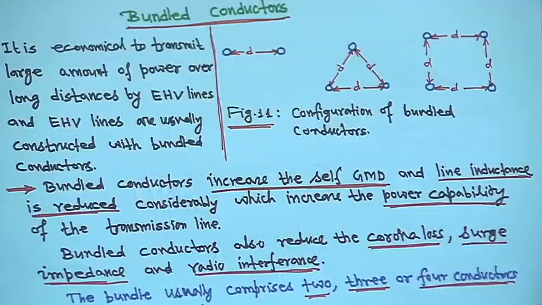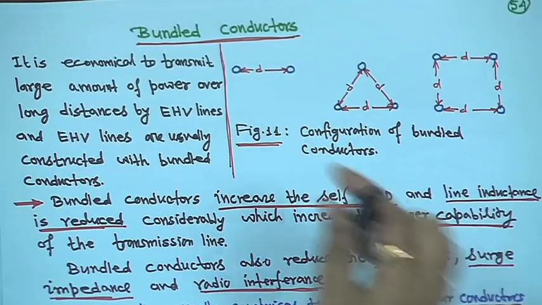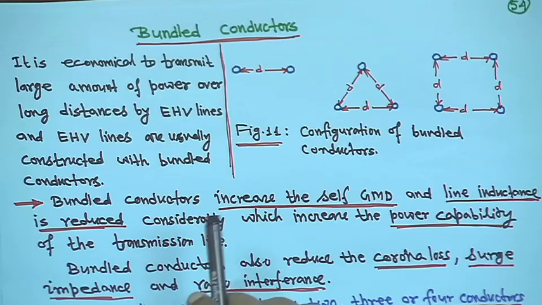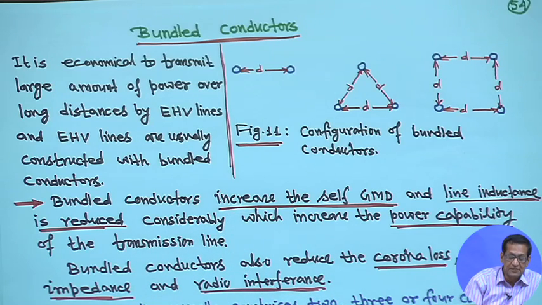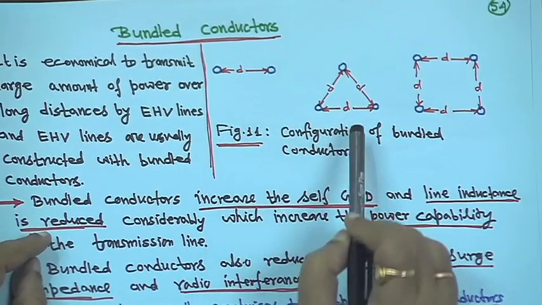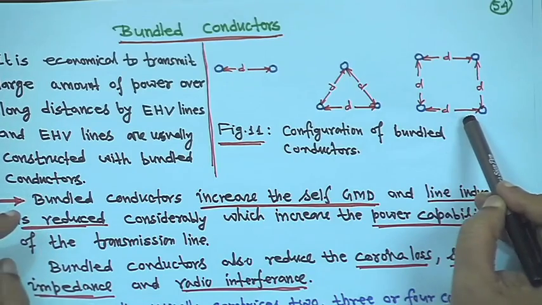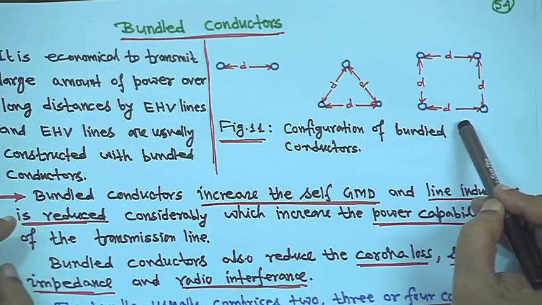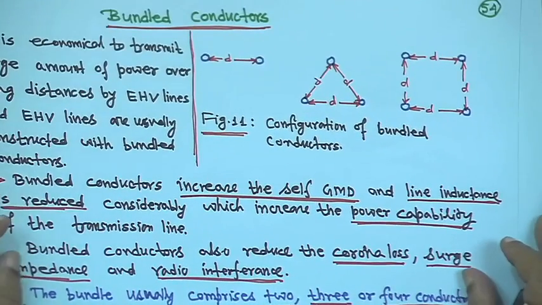Now, we will come to bundle conductors. It is economical to transmit a large amount of power over long distances by extra high voltage transmission lines, and those lines are basically constructed with bundle conductors. A bundle configuration may have 2 conductors, or 3, or 4, or even more conductors in parallel.